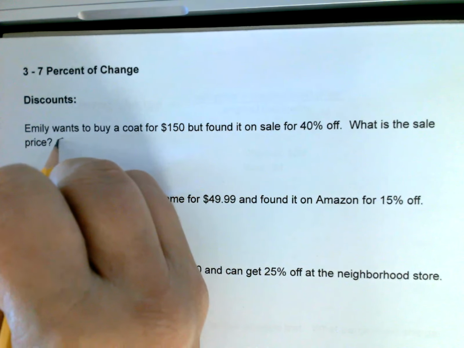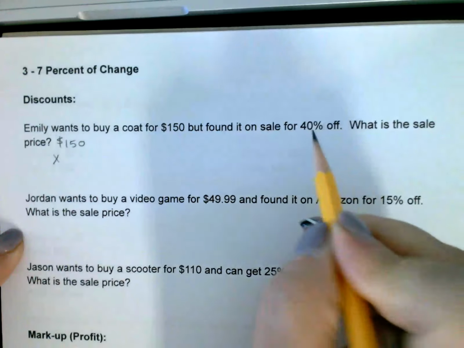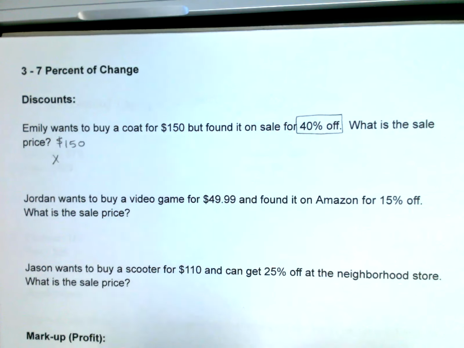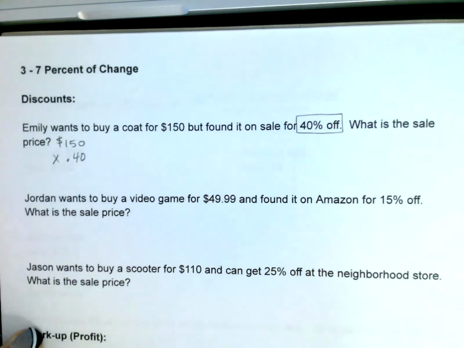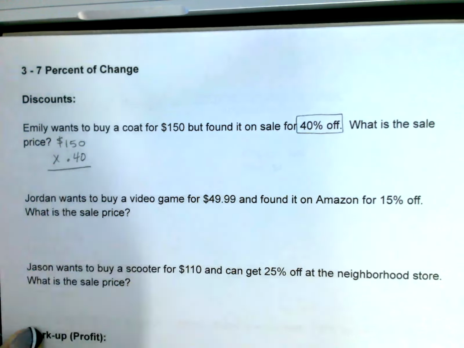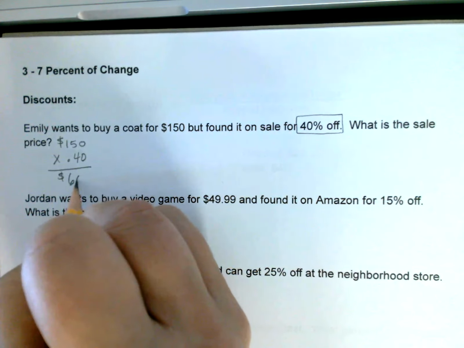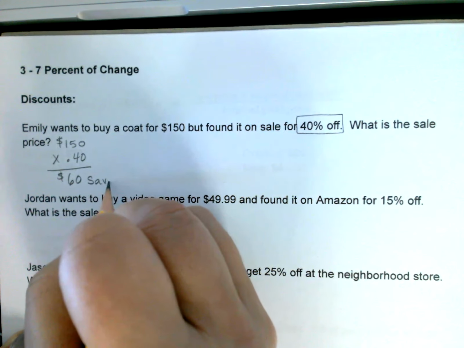You could take the price, 150, times 40% so we can figure out how much money she saved. What do we do whenever we work with percentages in math? We don't leave them as a percent, we change them to a decimal. 40% as a decimal is 0.40 or 0.4. We will multiply those together using your calculator. We would get 60. So if Emily were to buy the jacket, it would be $60 saved.